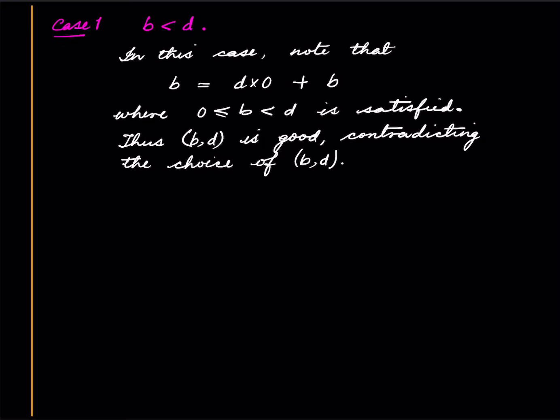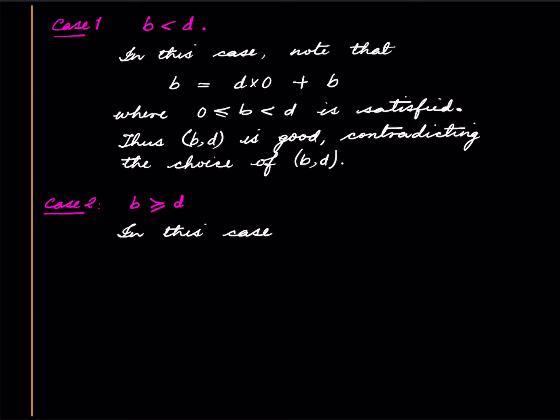Right, so this case 1 leads to a contradiction. Case 2, B is at least as much as D. Okay, so then consider the pair. Consider, in fact, this time what you can do is, in this case, in fact, we could have clubbed this case with the previous one.